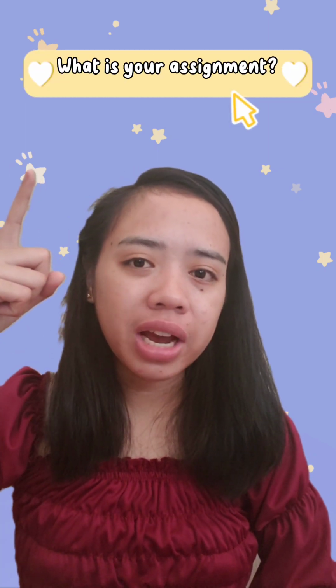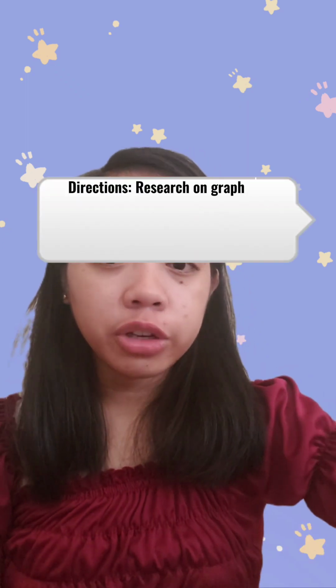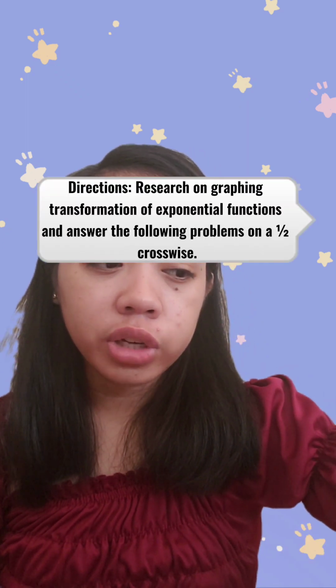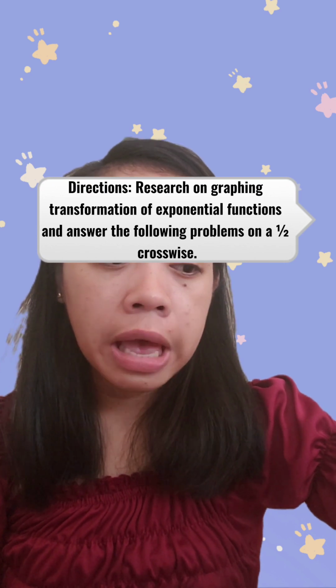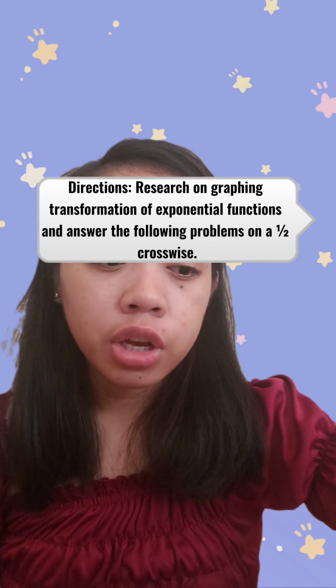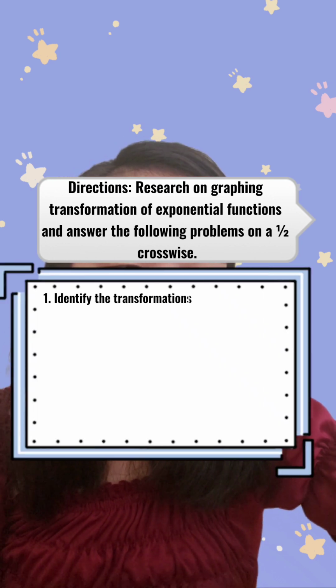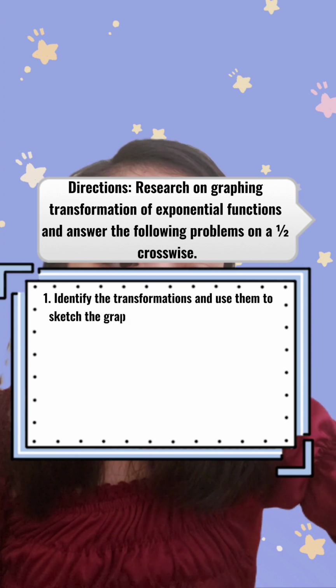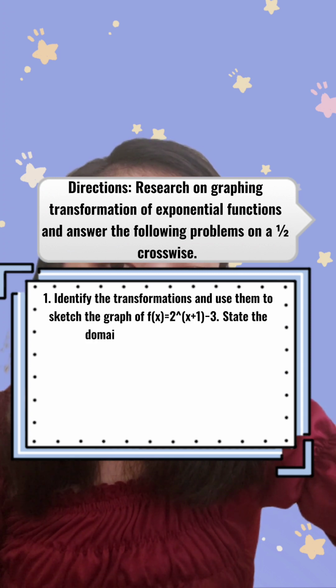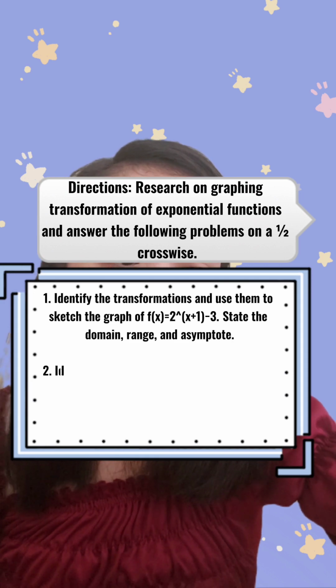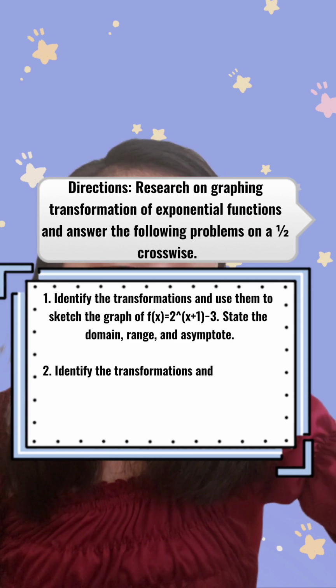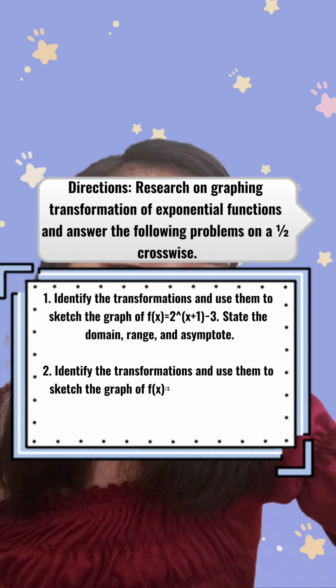So now let's proceed to the last question. What is your assignment? Here's the assignment that I will give to the students. Directions: Research on graphing transformations of exponential functions and answer the following problems on a 1/2 crosswise. Number 1. Identify the transformations and use them to sketch the graph of the function f of x equals 2 raised to x plus 1 minus 3. State the domain, range, and the asymptote.